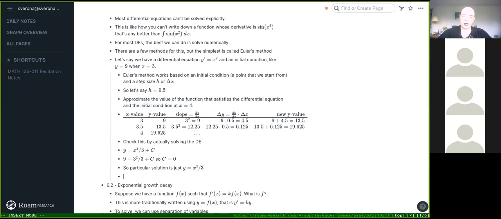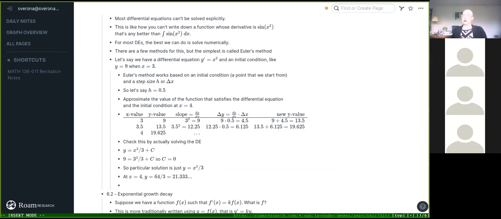So if I plug 4 in for x, what do I get? That's going to be 64 over 3, and that is 21.3 repeating. So Euler's method isn't the best, but it wasn't that far off. It's about 1.5 off and some change.